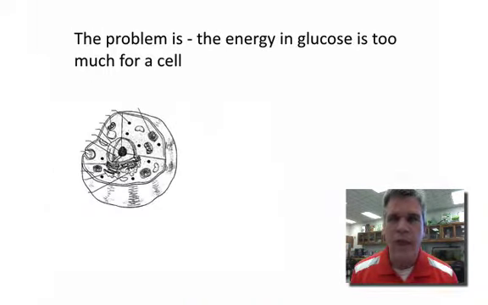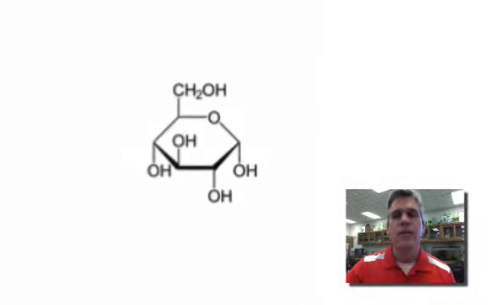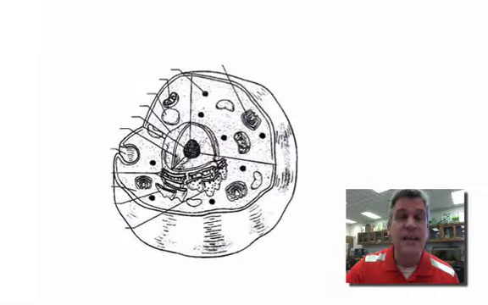We already know that glucose is a source of energy. The problem is the energy that's in a glucose molecule is way too much for a cell to handle. For instance, here we see a glucose molecule just drop out of nowhere. And if we were to release all of the energy that's in that glucose once inside the cell, it'd be like a little bomb going off.